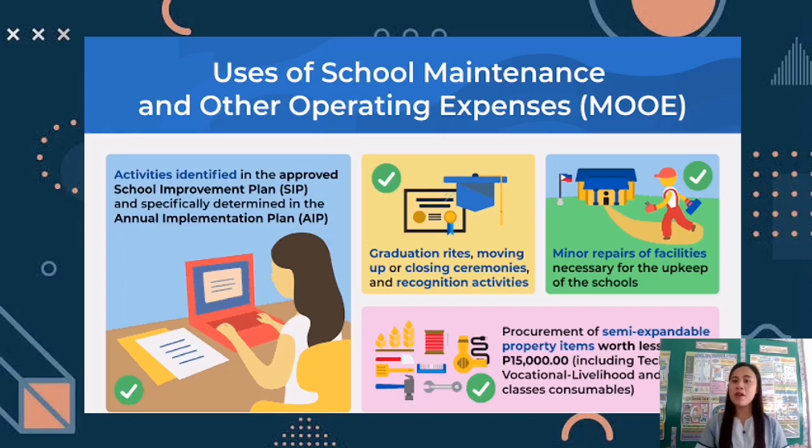The MOE is also used for minor repairs of facilities necessary for the upkeep of the schools, and for the procurement of semi-expendable property items worth less than 15,000 pesos, including the technical, vocational, livelihood, and science classes consumables.